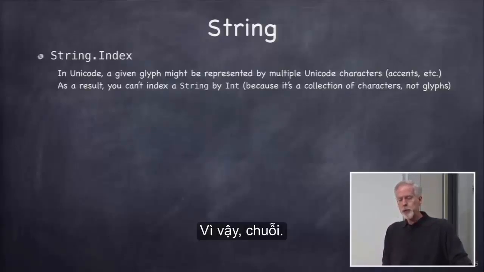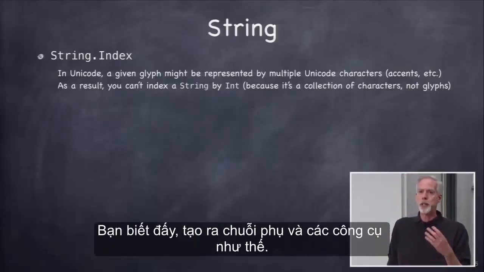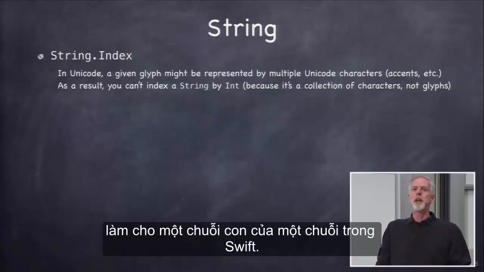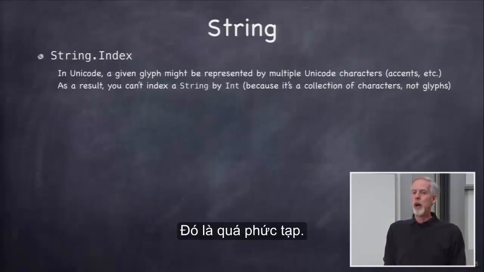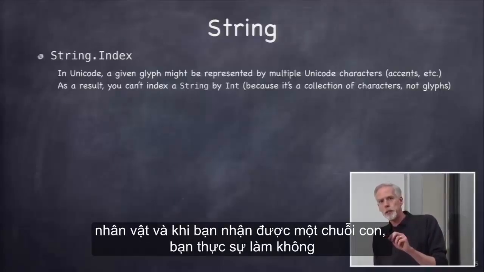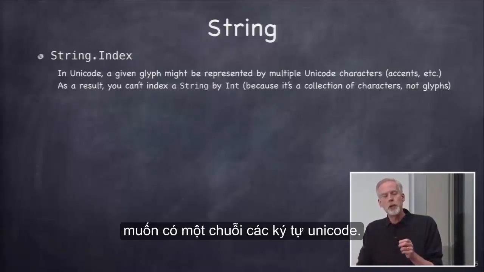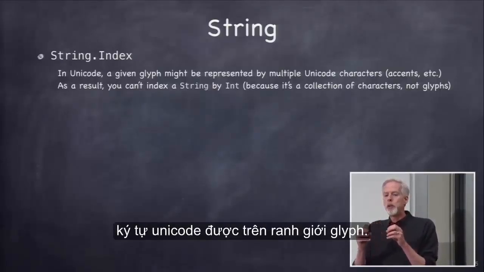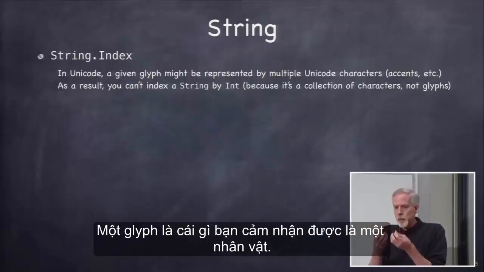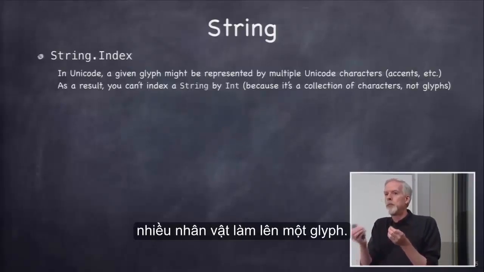But so string is complicated when it comes to indexing, you know, creating substrings and stuff like that. A lot of people are like, oh, I can't even figure out how to make a substring of a string in Swift. It's so complicated. But once you understand that strings are made of Unicode characters, and when you get a substring, you actually don't want a substring of Unicode characters. You want a substring of Unicode characters that are on glyph boundaries. A glyph is something you perceive to be a character. But in Unicode, it could be multiple characters making up one glyph.